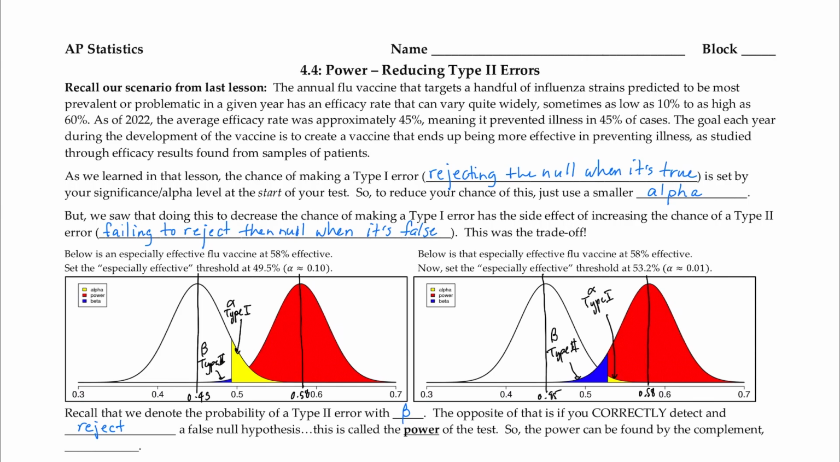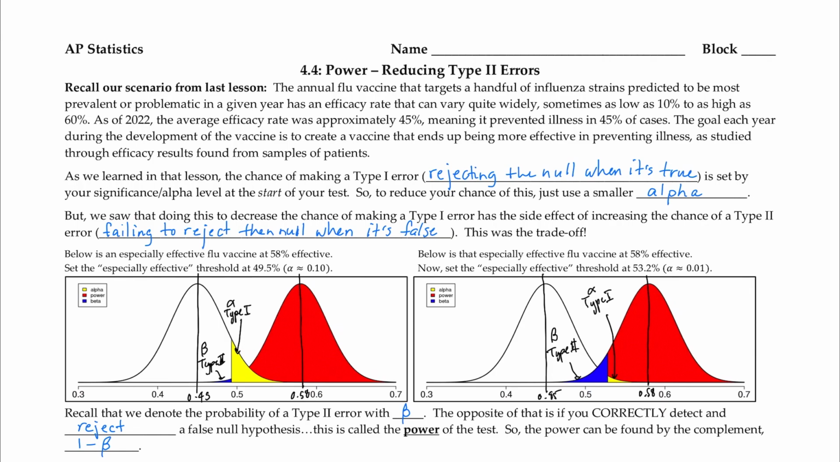And since it's just the opposite of making a type 1 error, it's just a complement. It's going to be 1 minus beta. That's the probability of correctly rejecting the null hypothesis, which is what we want to do. It's a really important thing for a lot of different tests.